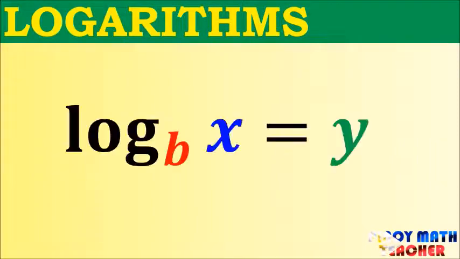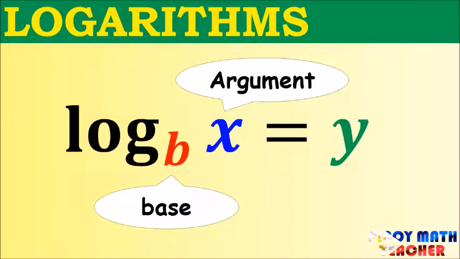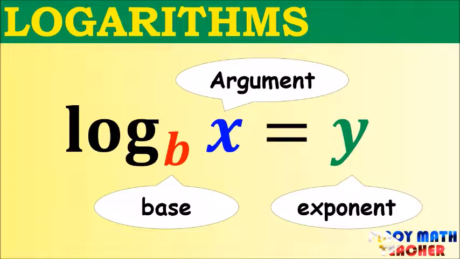Sa logarithm, yung subscript na b ay tinatawag na base, yung x naman ay argument of the log, at syempre yung y ay yung exponent or power. So basically, ang logarithm ay mathematical operation na nagsasabi kung ilang beses kailangang i-multiply ang base sa kanyang sarili para makakuha or makapag-generate ng another number called x.